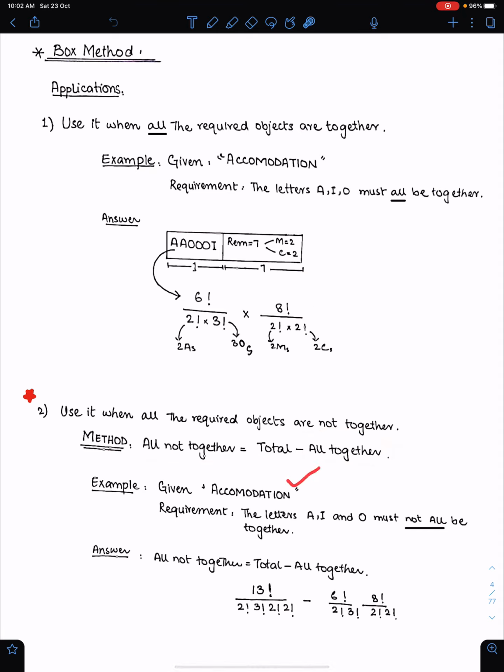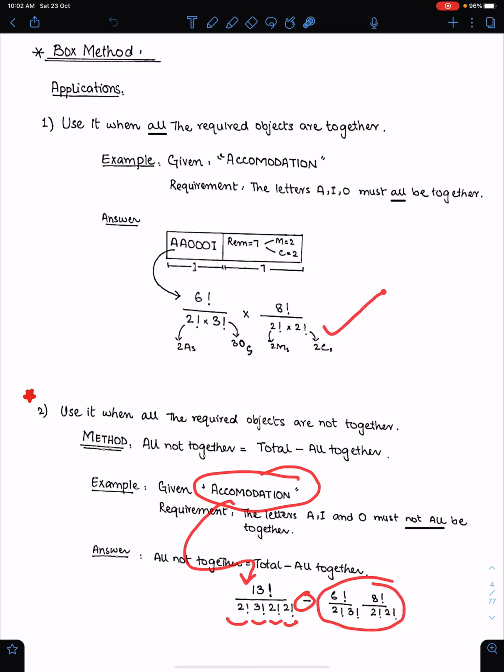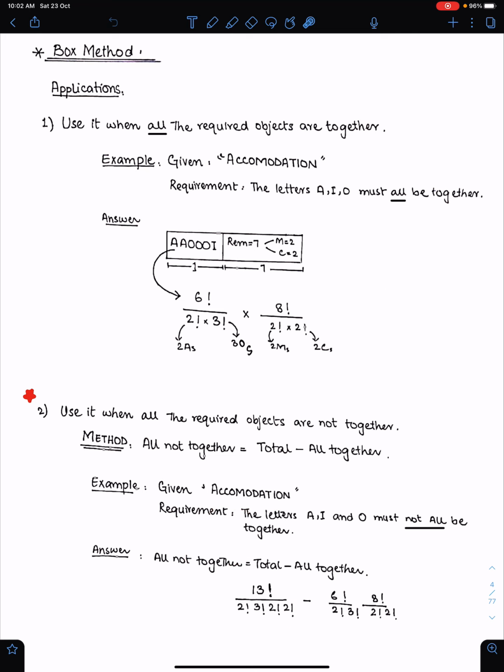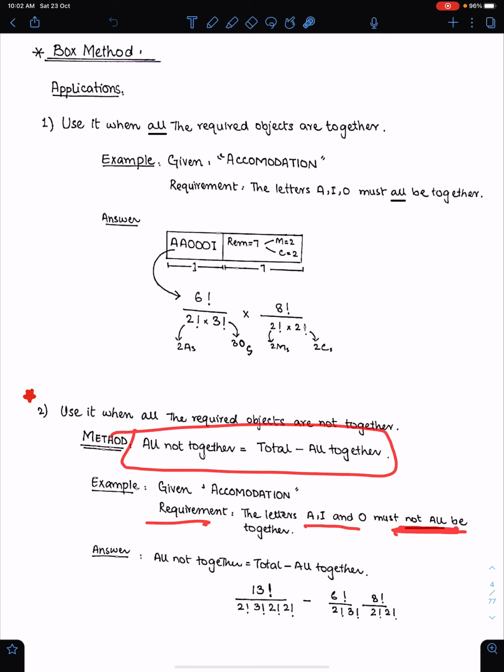So in accommodation, the requirement is the letters A, I and O must not all be together when all the letters of the word accommodation are arranged. So all not together is total minus all together. Total means 13 letters. So 13 factorial divided by factorials of the repeated letters minus all together, which is here. So always use this formula when you have to solve this type of question. A, I and O must not all be together.